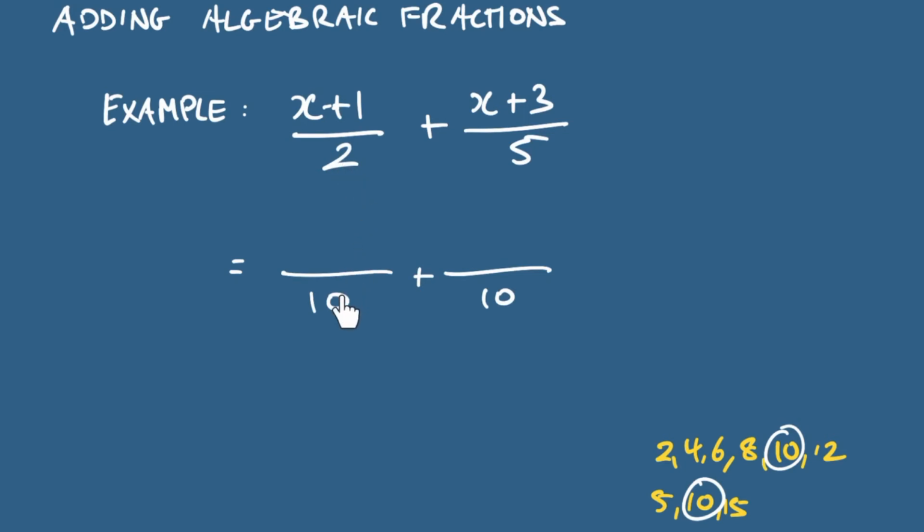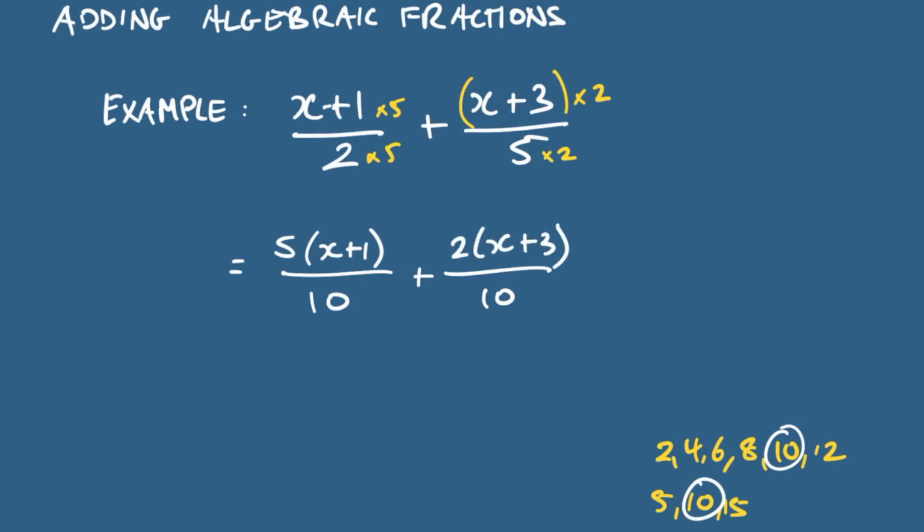What did I do to the 2 for it to become a 10? Well, I multiplied it by 5. So I have to do the same with the bit on the top. Now, if I take 5 and I multiply it by x plus 1, I can write it like this: 5 outside of the brackets, x plus 1. So I'm multiplying 5 by the brackets. Over here, for my 5 to become a 10, I multiplied it by 2. So I'm going to multiply the top of that fraction also by 2. Once again, writing it in form of 2 outside of the brackets.